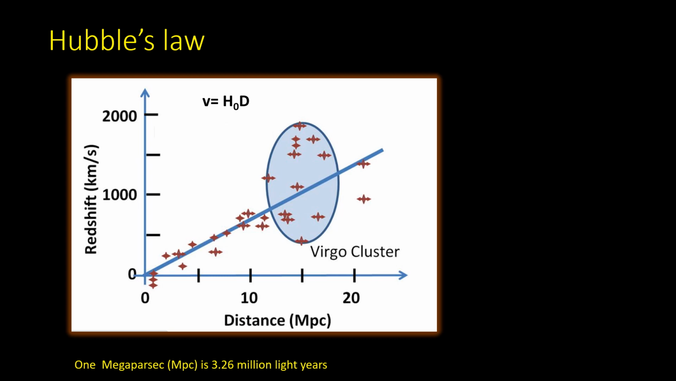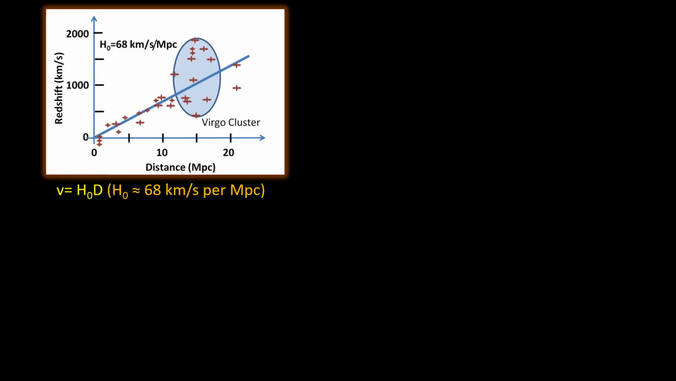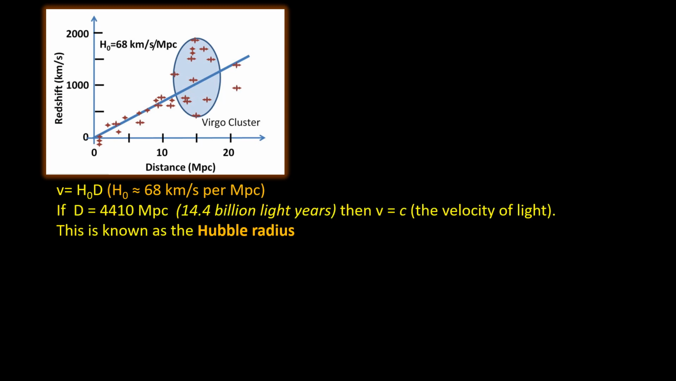This relationship, v, recessional velocity, equals H0 times d, is called Hubble's law, and H0 is the Hubble constant. It's equal to roughly 68 kilometers per second per megaparsec. So if we look again at Hubble's law and put in a value for d of 4.41 thousand megaparsecs, that's roughly 14.4 billion light years, then it predicts that the velocity a galaxy is moving away from us is the speed of light. So this distance when this happens is known as the Hubble radius.